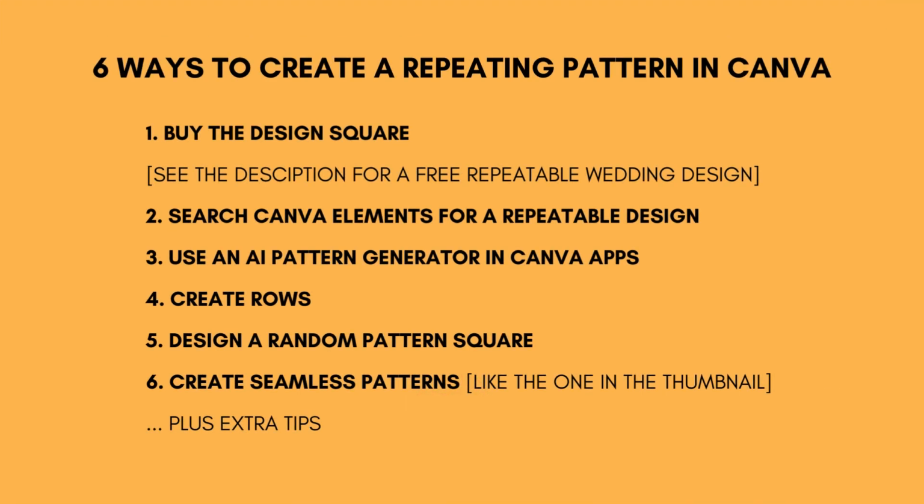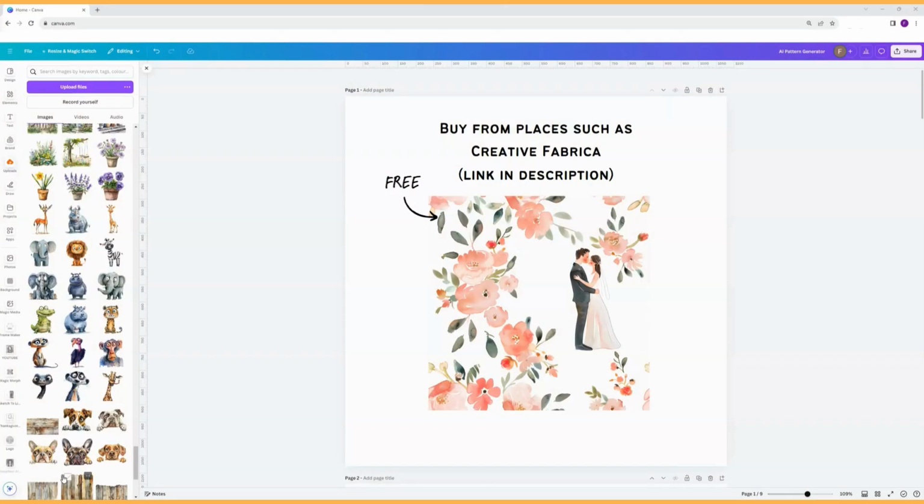Hi guys, today we're going to look at a few different ways that you could do repeating patterns using Canva. The first and simplest way is if you simply buy the pattern somewhere else, such as Creative Fabrica, and use Canva to make the pattern repeat. So this square here, this is actually a repeating pattern and it's free at the moment from Creative Fabrica using the link in the description below. So I thought I'd use it to illustrate how we can repeat a pattern on Canva.